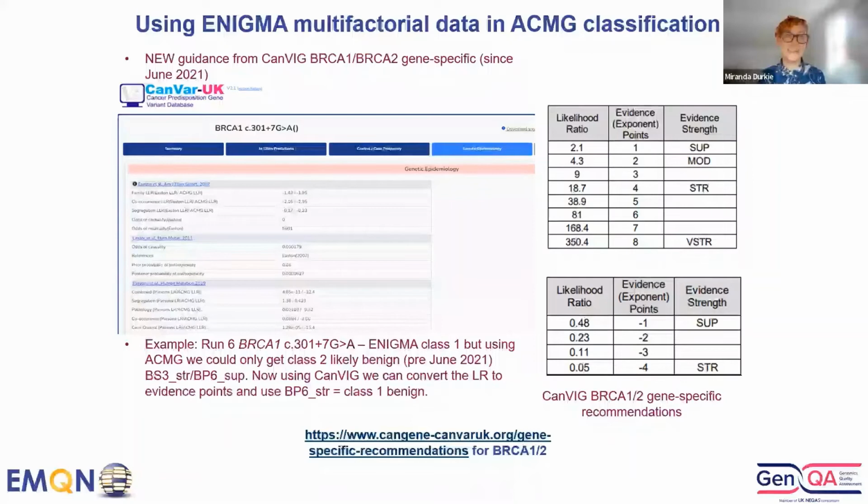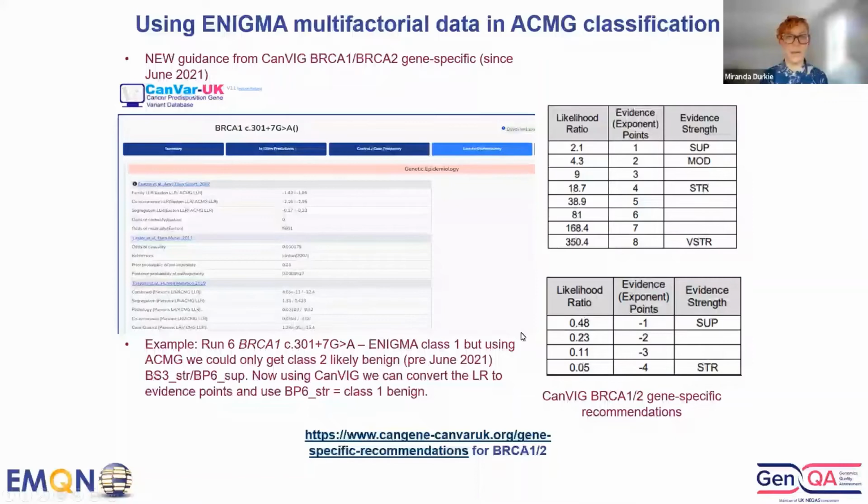So this is pre the CanVIG guidelines coming out in June 2021, and we used BS3 strong, and we did still use the BP6, but just at the default strength of supporting. But now you can convert the likelihood ratio, and you've got several of these codes that are very high. In the totality of the evidence, the combined likelihood ratio is -32. So you can really see that you've got a huge amount of evidence and that you are able to use BP6 at strong and then get that to class 1.